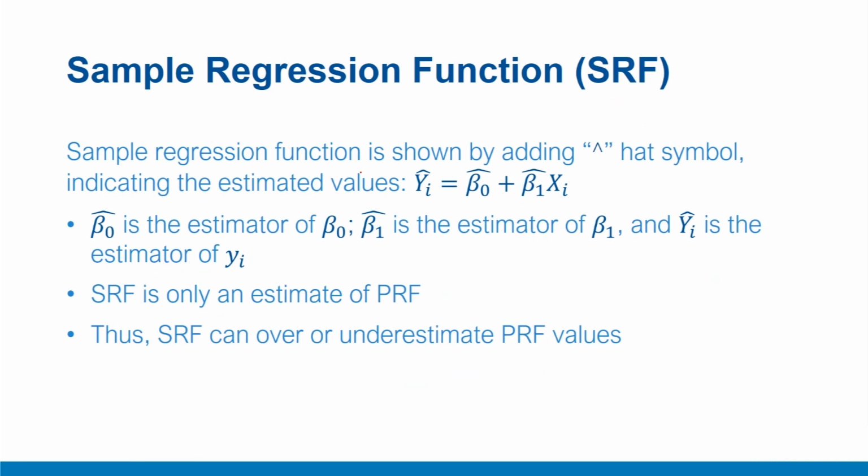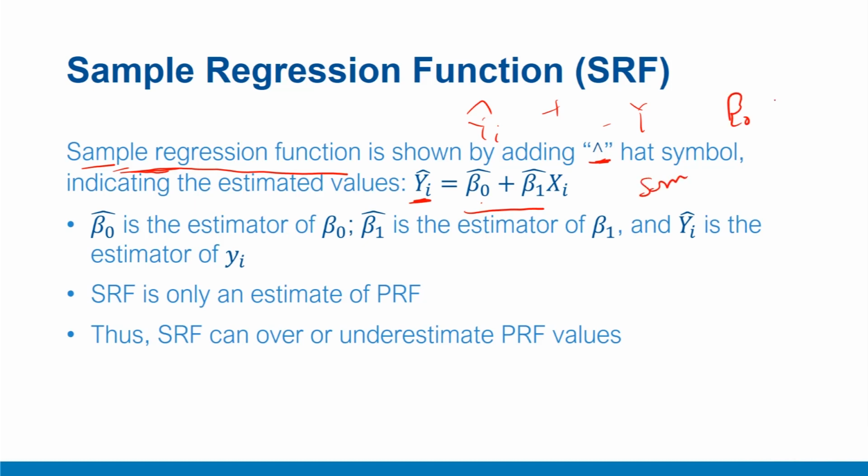However, in real life, we do not have the luxury of population. We often work with a much smaller set of data, which is called a sample. Therefore, what we estimate is not the population regression function, but the sample regression function. It is denoted by adding a hat symbol. This hat indicates that we are working with samples, and therefore the estimated value of y is yi hat. So yi hat is the estimate of the population value yi, given by the sample regression function, where beta naught hat and beta 1 hat are sample parameters.